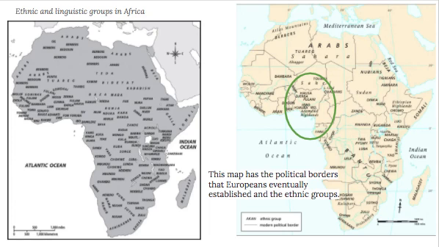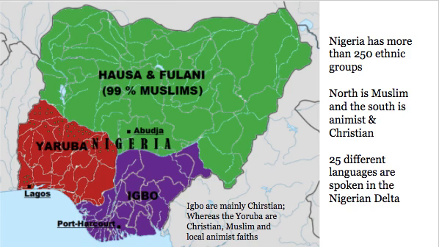If you look here, the Igbo are mainly Christian. The Yoruba are Christian, Muslim, and animist faiths. And the northern part are mostly Muslim. Okay, so there's a lot of diversity within Nigeria, and I think it's important to recognize that Nigerians didn't necessarily think of themselves as Nigerians, and that's an issue that Nigerians still have today.